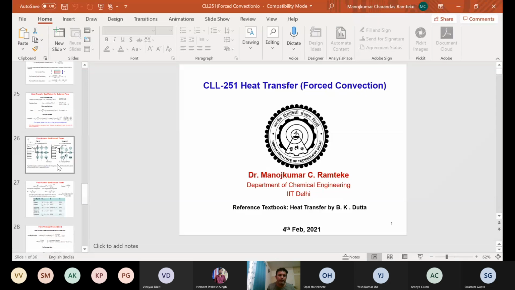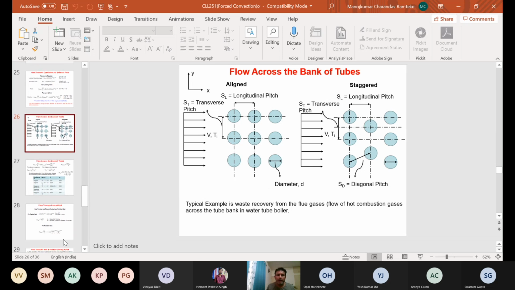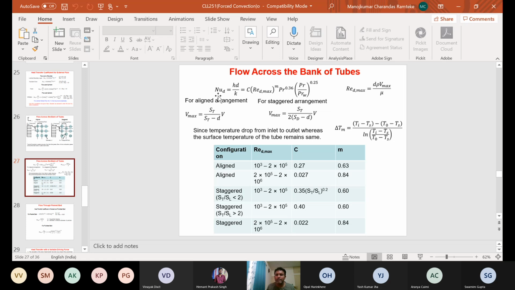So this is the staggered case we are looking at. Now how do we solve this problem? For solving this particular problem, the Nusselt number is given in terms of the Reynolds number and Prandtl number. The Reynolds number and the Nusselt number are defined in terms of the diameter of the tube. Here D is the diameter of the tube, and the Reynolds number is based on the maximum velocity, where Vmax is calculated based on ST, SD, D and V, isn't it?